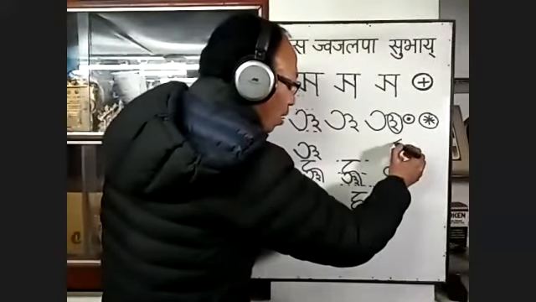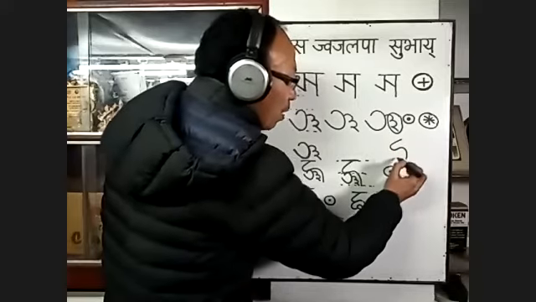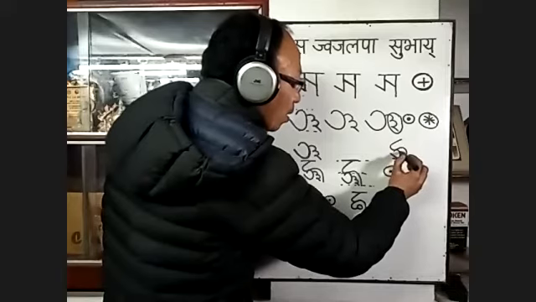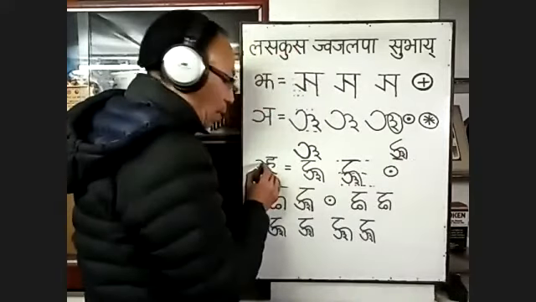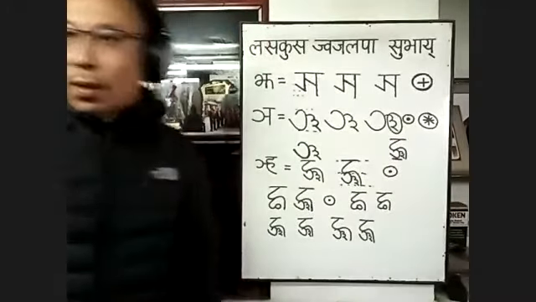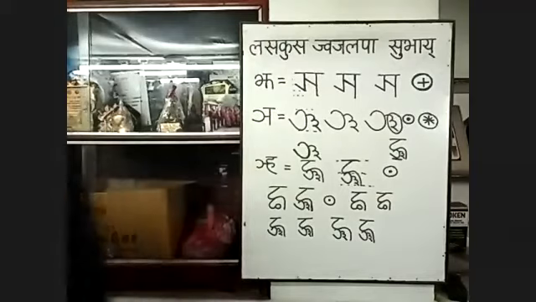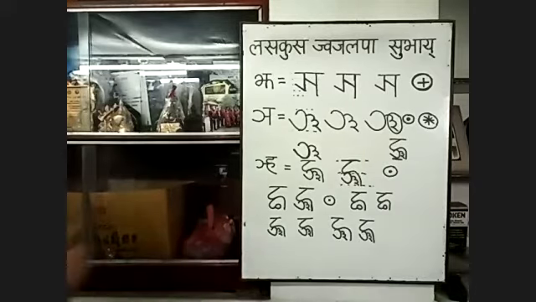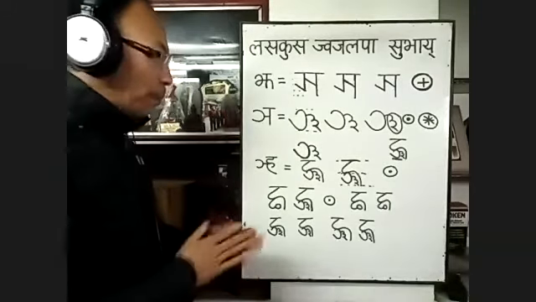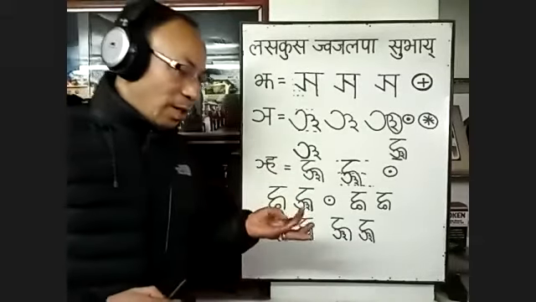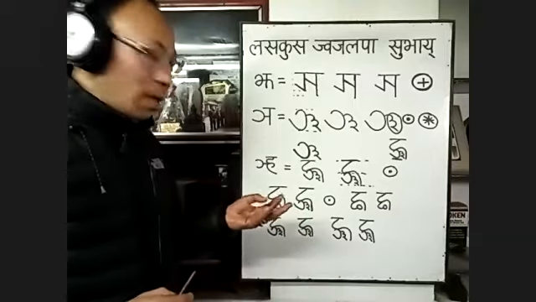So all you need to remember is we have this shape, and within this space we need to write the other letter. So this is the thing. Okay. So these 6 letters we have learned: cha, chha, ja, jha, nya, nya.